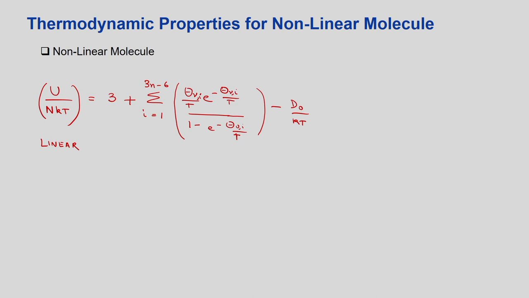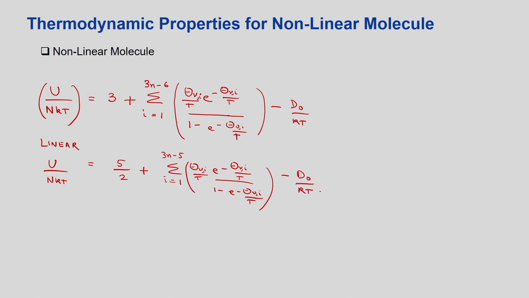For linear, U by NkT will be 5 by 2 plus exactly the same term, the summation, but this will be 3n minus 5, theta vi by T, minus D naught by k. So if you compare U by NkT for a linear and a non-linear molecule, the linear will always have a lower value because it is 5 by 2 plus such a number. This number is always less than 1, and overall the internal energy for a non-linear molecule will always be higher.